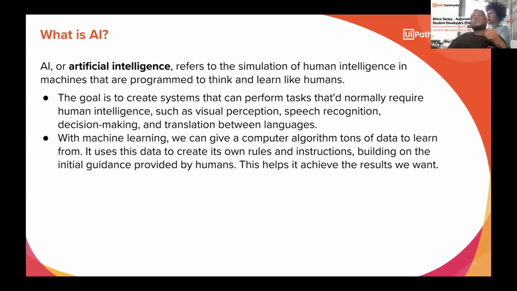Artificial intelligence refers to the simulation of human intelligence in machines that are programmed to think and learn like humans. So the goal is to create systems that can perform tasks that would normally require human intelligence. And when you now include machine learning, we can give a computer algorithm tons of data to learn from. And it will then use this data to create its own rules and instructions, building on the initial guidance provided by humans. And this is what will help us to achieve the results that we want.